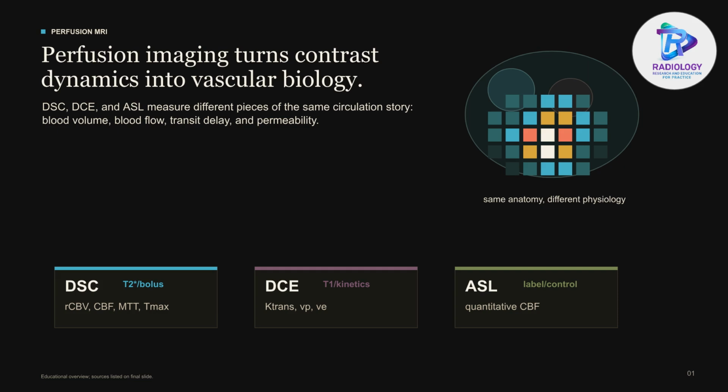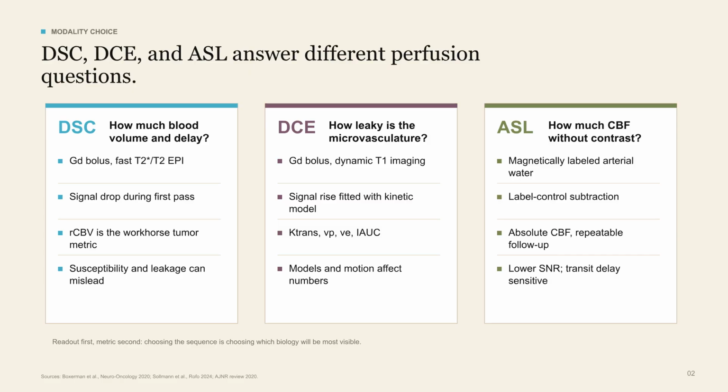Perfusion imaging transforms contrast dynamics into vascular biology. DSC, DCE, and ASL each measure different aspects of circulation, including blood volume, blood flow, transit delay, and permeability. DSC, DCE, and ASL address distinct perfusion questions.